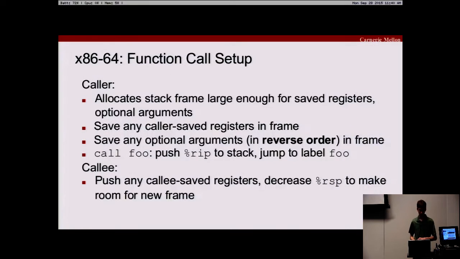So when you make a function call, the caller allocates some stack frame to save registers and to put the extra arguments in. It saves the registers that it needs to save. And then it's going to push the instruction pointer to the stack, which is going to be your return address, because where you currently are is where you want to return to. You want to return to right after that call happened. And then it's going to jump to the label of the function that it's calling. So it sets the instruction pointer to the code at the start of the new function that you just called.